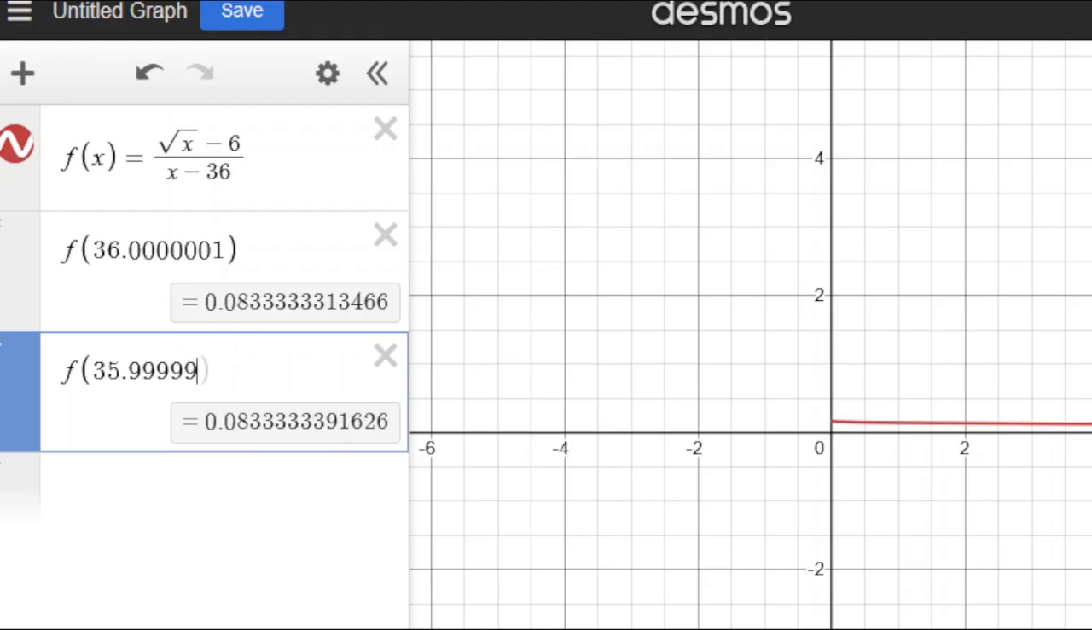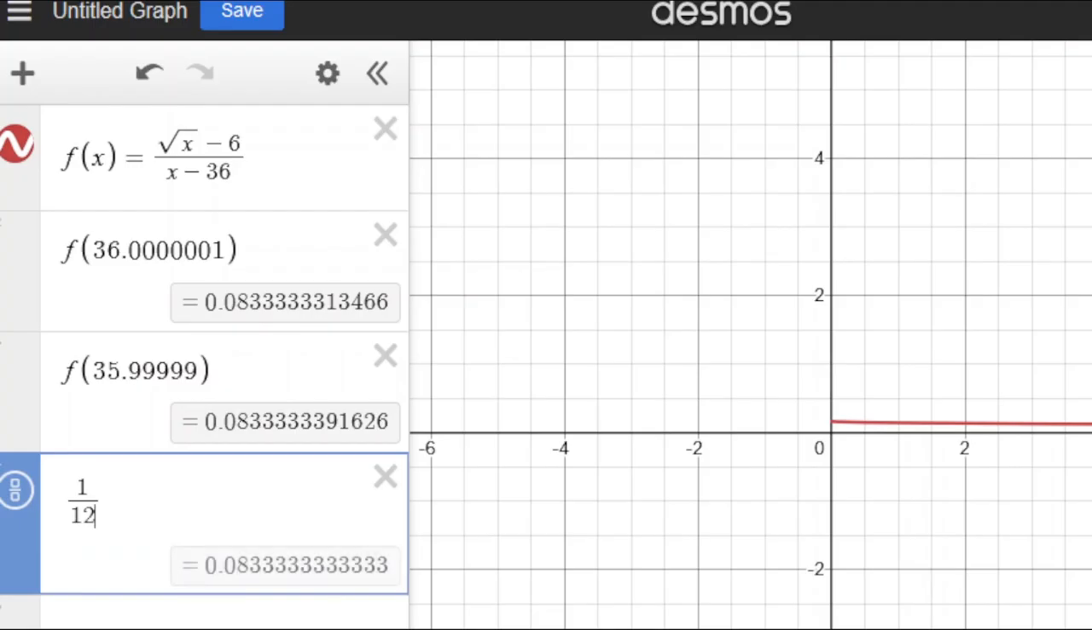By the way, we should also plug in something a little less than 36, like 35.99999. And notice, again, our outputs look like they're getting closer and closer to this number, 0.08333333. So what is that number? Well, it turns out, notice 1/12, that's that. So when we plug in 36, it's undefined, but when we're plugging in numbers close to 36, we're getting outputs that are close to this crazy decimal, which is really 1/12.